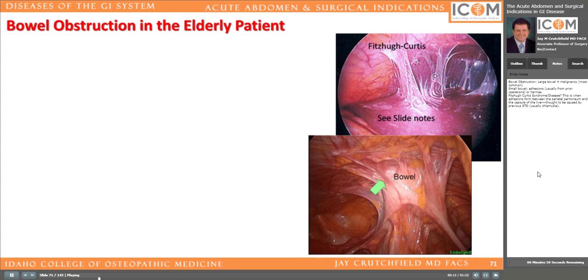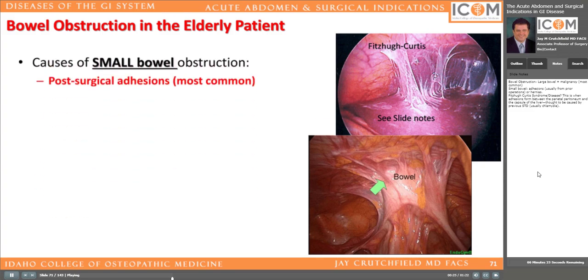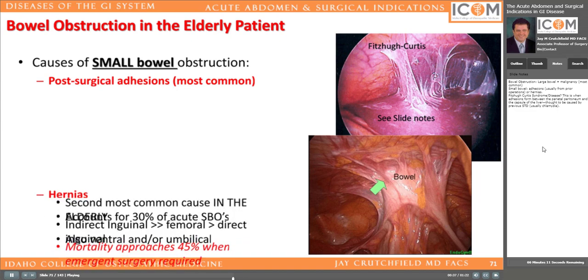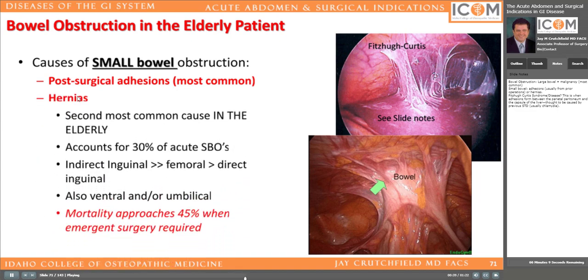The most common cause of a bowel obstruction of the large intestine is cancer. So in this way, our patient's a little atypical. However, the most common cause of a bowel obstruction of the small intestine is adhesions, most commonly post-surgical adhesions. Other causes of small bowel obstruction are hernias, which is the second most common cause in the elderly, and they account for about 30% of acute small bowel obstructions.